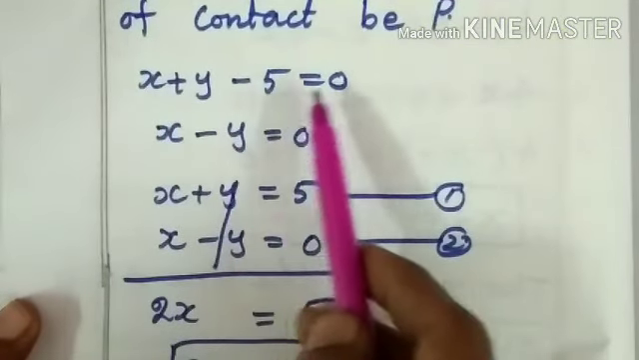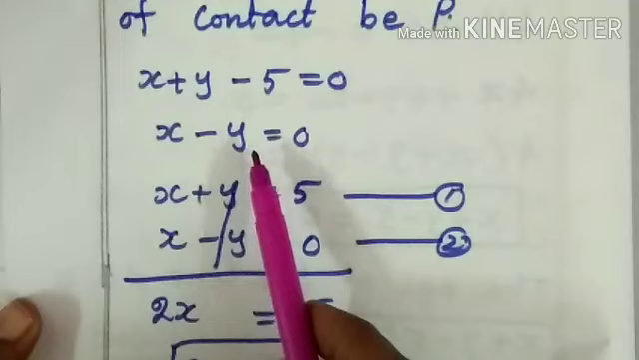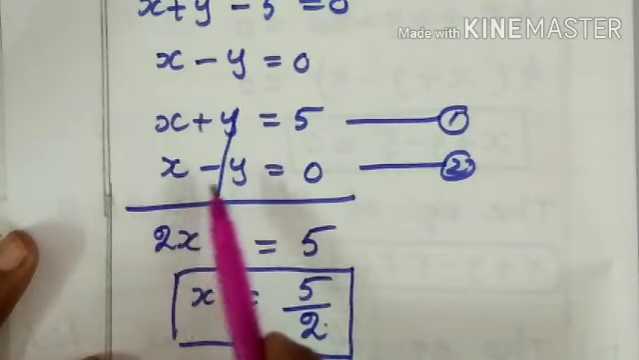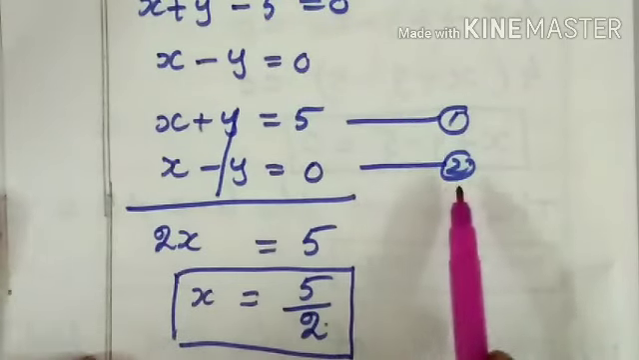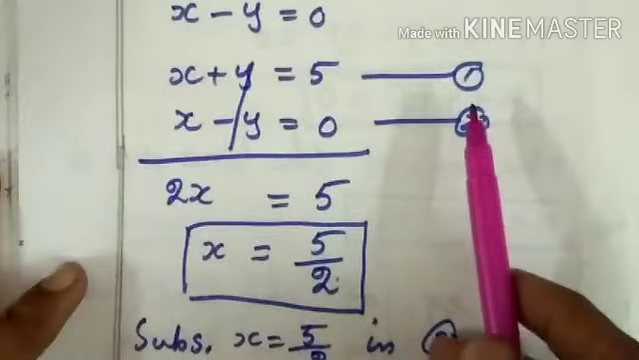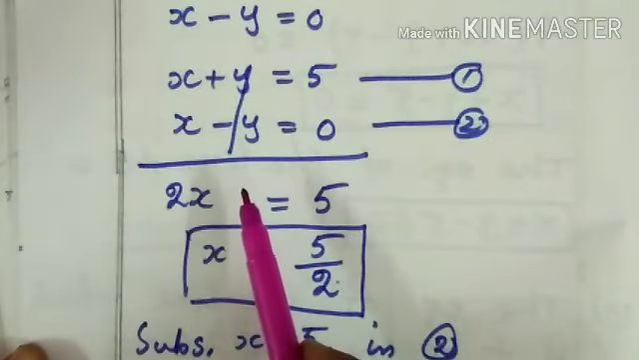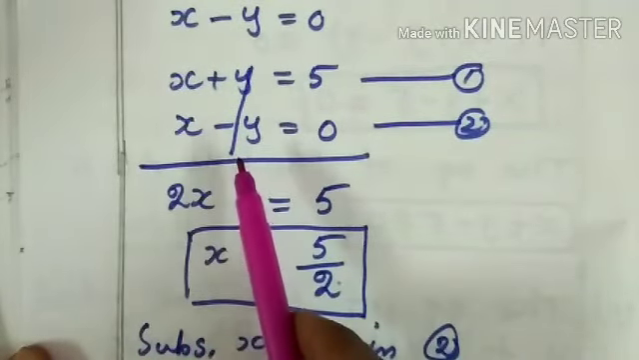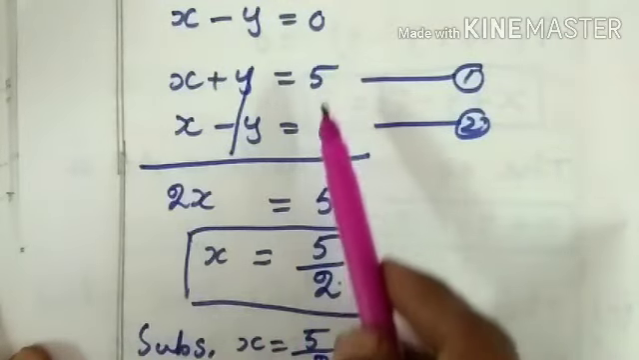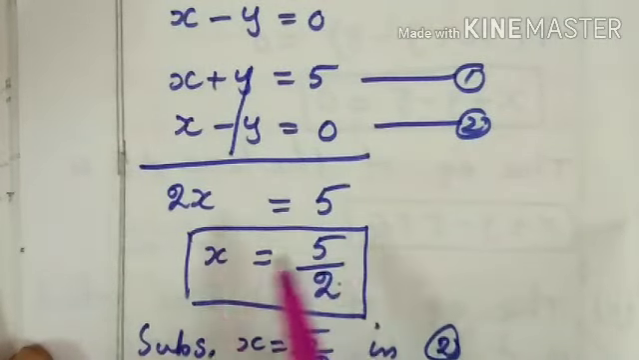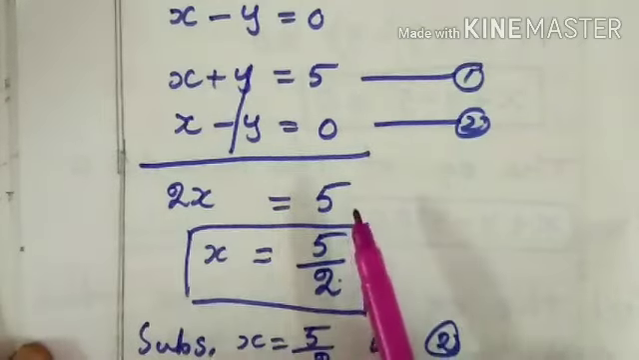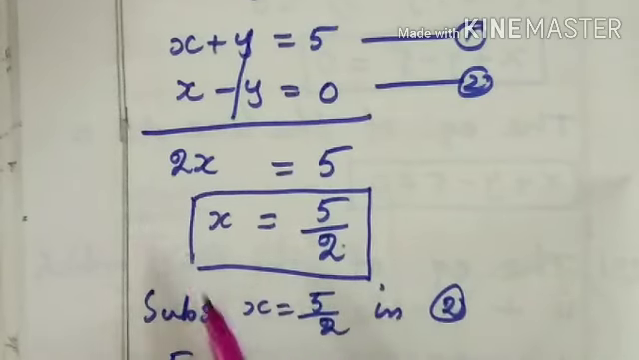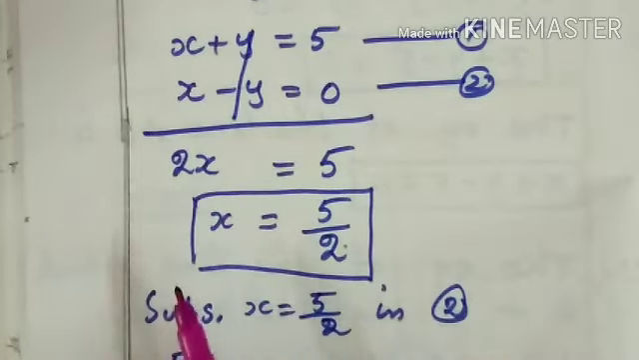x plus y minus 5 is equal to 0. x minus y is equal to 0. Let us assume this first equation, and x minus y is equal to 0, let us assume this second equation. Now you have to eliminate these two equations, which means x plus x is 2x, plus y minus y cancel and get 0, and minus 5 plus 0 we get 5. Therefore, 2x is equal to 5. Then x is equal to 5 by 2. This is the value of x.